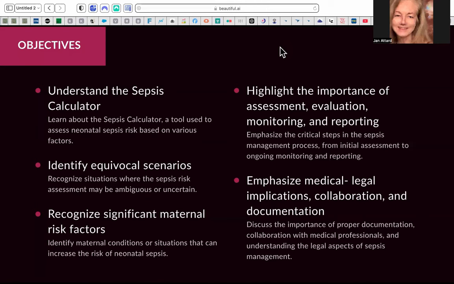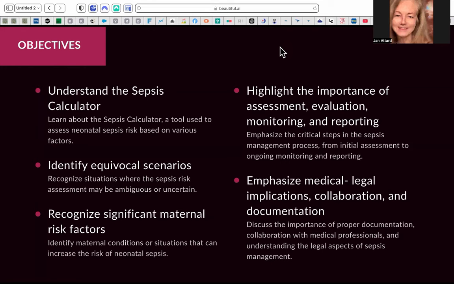We're understanding sepsis. What does that mean? That means basically infection and infection risk. So, we're going to learn about this tool, and we're using it for neonatal sepsis risk based on factors. We're going to identify what I said before, which is called equivocal scenarios. So therefore, recognizing situations where sepsis risk assessment may be ambiguous or uncertain. We will learn what that means. We will recognize significant maternal risks. So identifying maternal conditions or situations that can increase the risk of neonatal sepsis.